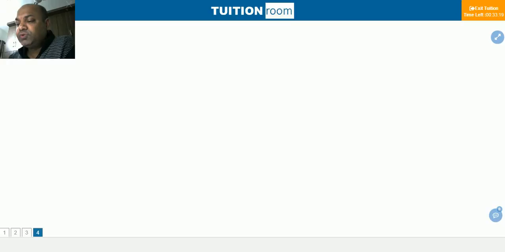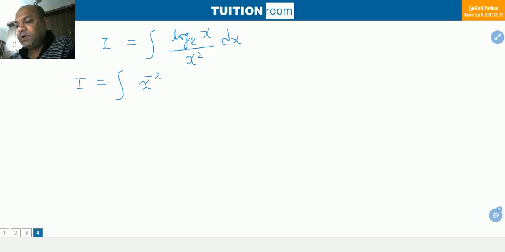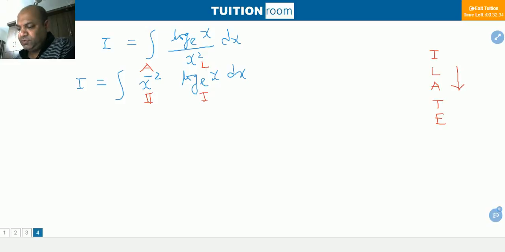Now we will apply the rule. First function times integral of second. The integral of x raised to the power minus 2 dx will be x raised to the power minus 1 by minus 1, it will be minus 1 upon x. Minus differential of first function, which will be 1 upon x, times integral of second, which is minus 1 upon x, dx. So minus log x upon x plus the integral of x raised to the power minus 2 dx. Okay.